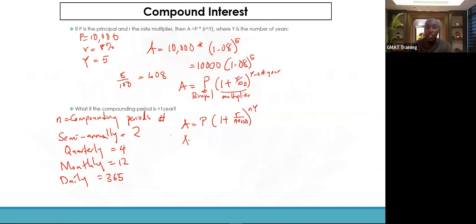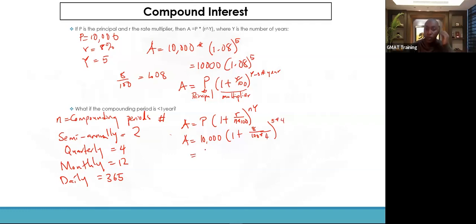The total amount then is given by principal 10,000 times 1 plus the rate, here 8 over 100 times the number of compounding periods in a year, which for quarterly is 4. Therefore, it's 8 over 100 times 4, then all to the power of the number of years, which was 5. And how many quarterly compounding periods are there in 5 years? There are 5 times 4 compounding periods.